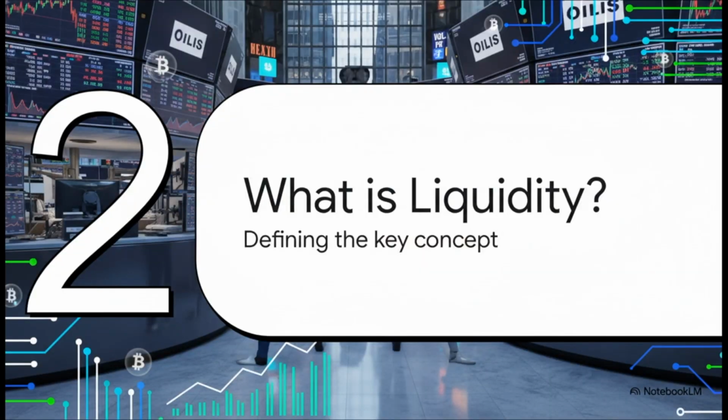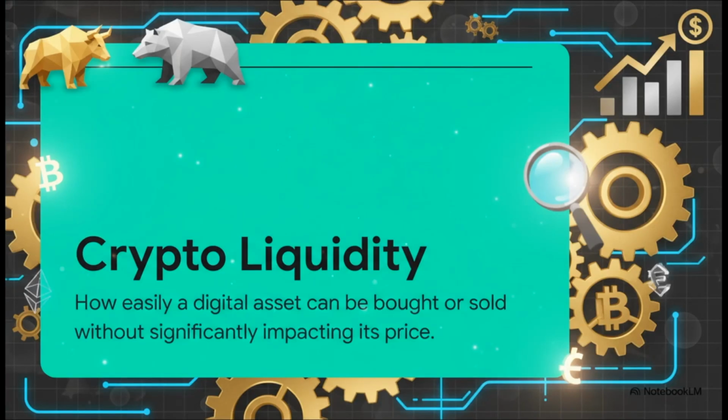Okay, so we've seen the problem that low liquidity can cause, but what is this powerful force, really? Let's break down the core idea. To put it simply, liquidity is all about how fast and easy it is to buy or sell something without your own trade messing up the price. Think of it like selling a house. If you're in a hot market with tons of buyers, you can sell it quick, probably for your asking price. That's a high liquidity market. But if nobody's buying, you might have to slash your price just to get a deal done. That's low liquidity. It's basically the oil that keeps the market machine running smoothly.